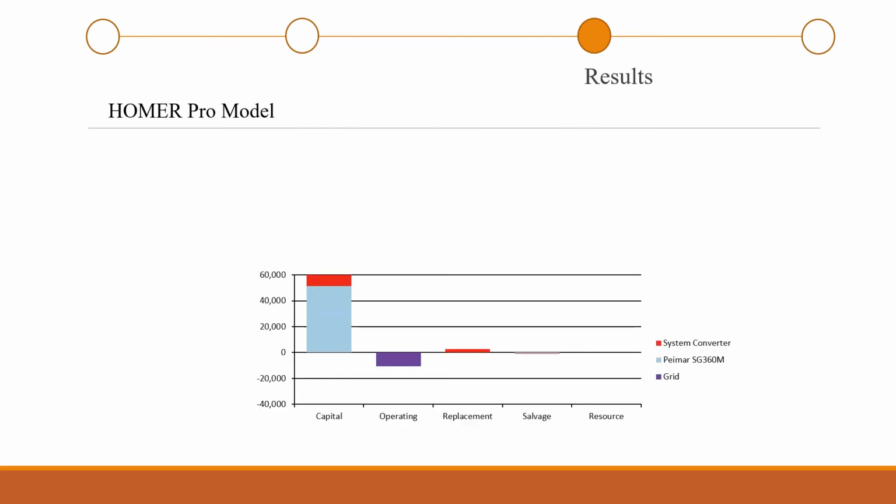In this part, we have some results for the economical side from the Homer Pro model. Our solar system, which includes PV panels and an inverter, has a total cost of $50,000, but in the long run it will be a very economical solution, as the expected lifetime of our project is 25 years.